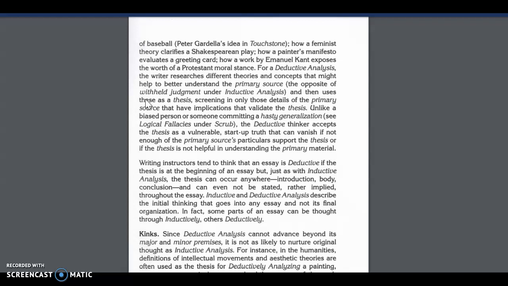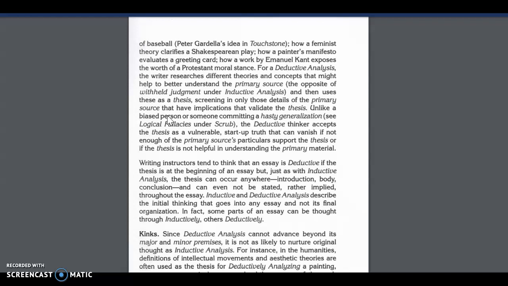Okay, so in a sense, it's not like you're holding on to judgment, but you're coming in deductively with a judgment already in mind. Okay, and then uses these as a thesis. Screening, this is important here, screening in only those details of the primary source that have implications that validate the thesis. Okay, so working backwards, let me just walk you through this real quick.